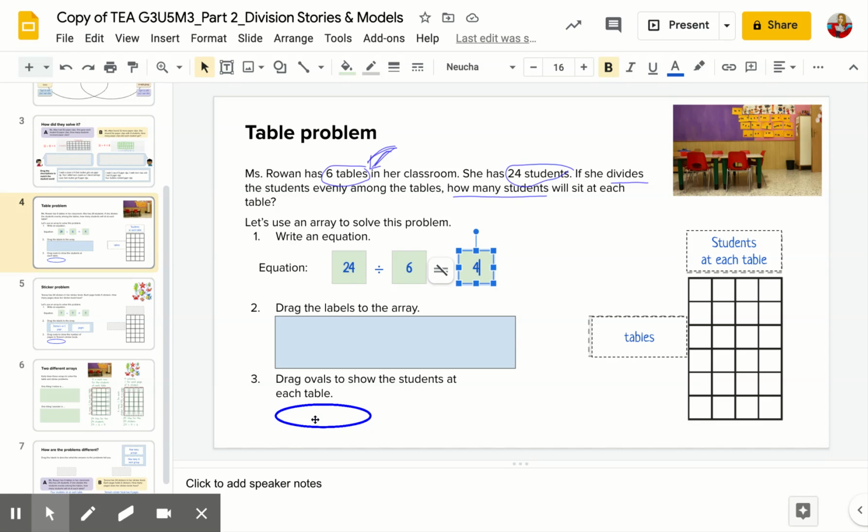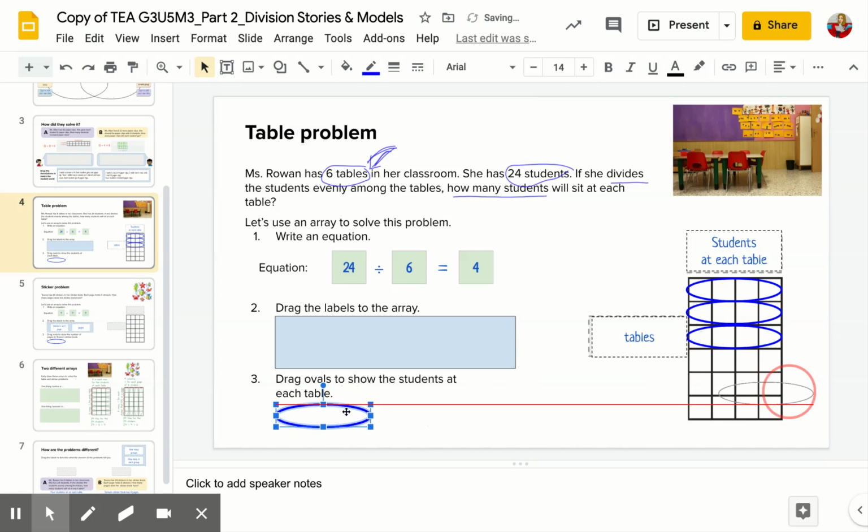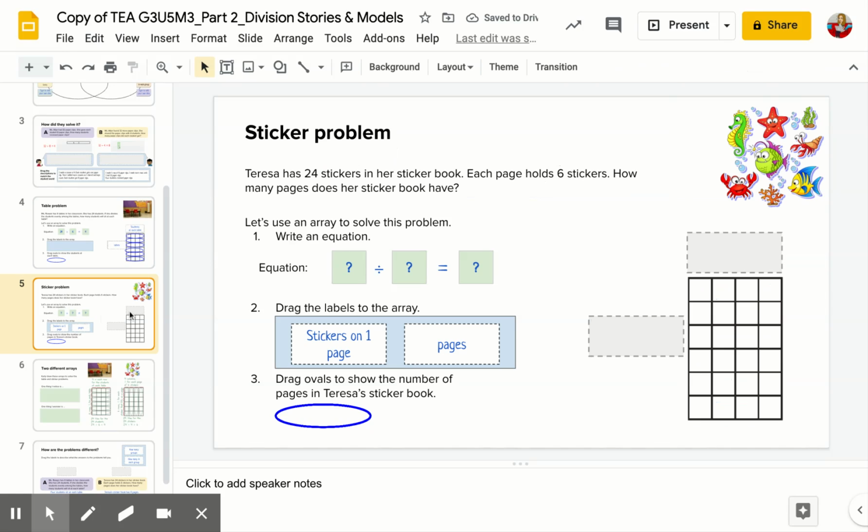So it asks us to drag the ovals to show students at each table. So that means that we're going to have 6 of these, right? Each table, there are 6 tables. Here we are. So there's 4 students at each table. We figured out how many were in the group. Let's see what the next problem is.